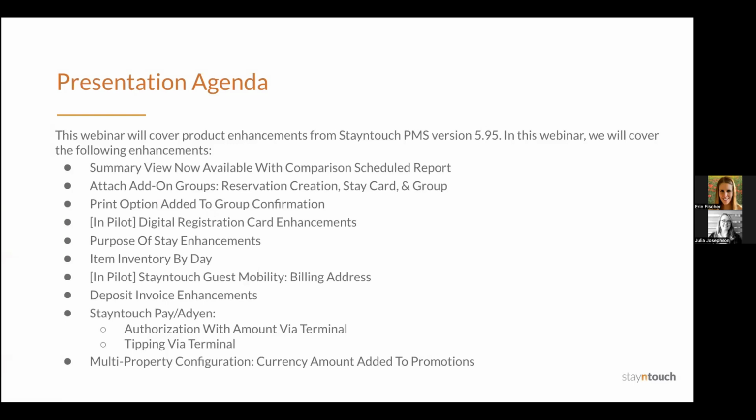We also have new purpose of stay enhancements, item inventory by day from the availability screen. Another pilot item is the billing address for Stayntouch Guest Mobility. We also have enhancements to the deposit invoice functionality, as well as Stayntouch Pay and add-in enhancements, including authorization with amount via terminal and tipping via terminal. And lastly, for multi-property configuration, the currency amount has been added to promotions.